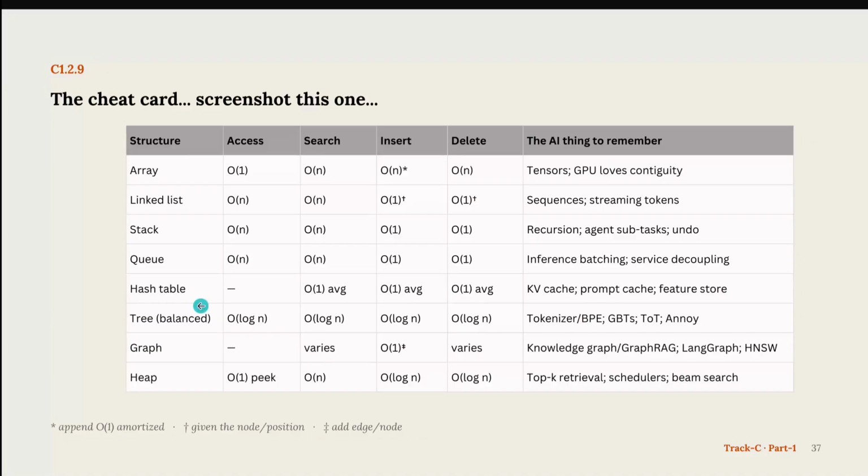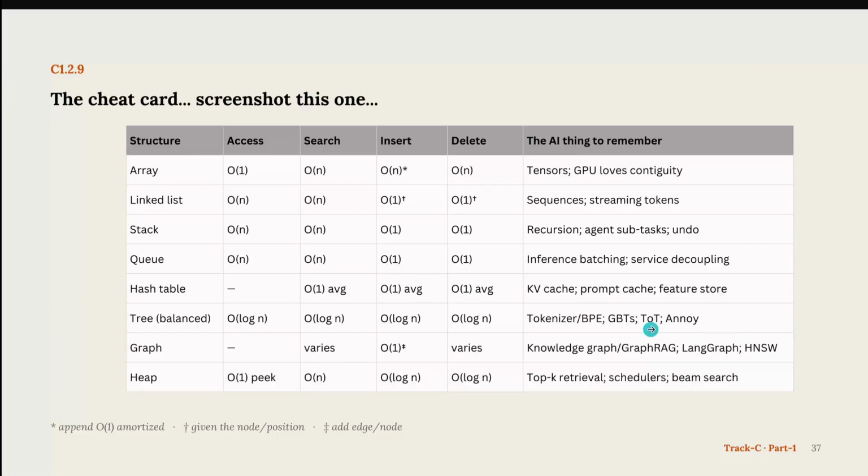Hash table we looked at, order of 1 on an average, because it's a key value pair cache that we are maintaining, and given the element's address, we always know where to find the element, so it is the order of 1. A tree is order of log n, because we are always splitting the tree into one or more branches, and we only have to go down half the branches every time we go in one particular direction. So the tokenizer, byte pair encoding, your gradient boosted trees, your tree of thoughts, your ANNs are all dependent on trees.